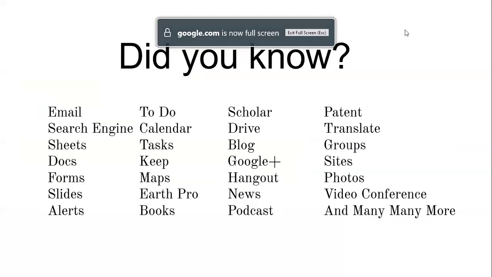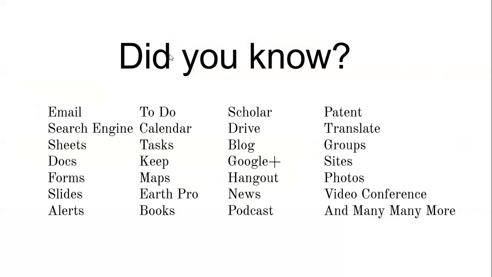So, did you know that with Google, if you have a G Drive or a Gmail, you have access to all these different things. You have access to a search engine, Google Sheets, Google Docs, Google Forms, Slides, Alerts, Google Books, Earth Pro Maps, Google Keep, Tasks, Calendar, To-Do List, Scholar, Google Drive. All these things are wonderful, and there's a ton more. We're going to get started and talk about a few that I use a lot with my genealogy research.